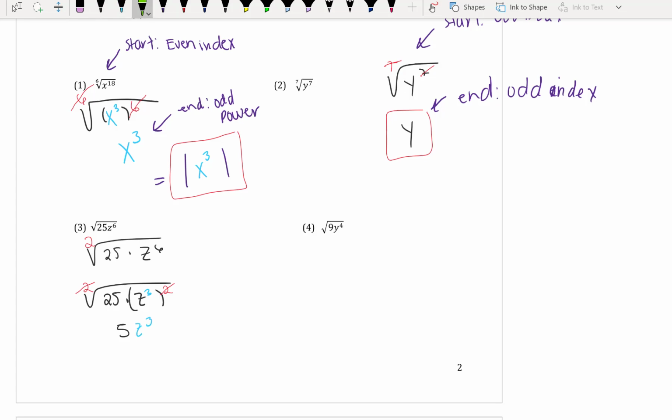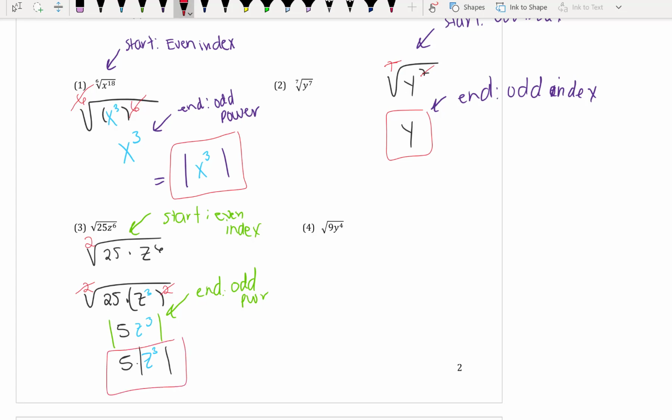And don't forget that you started with an even index, and you ended with an odd power. So remember, if you end with an odd power, you have to remember your absolute value. So let's think about this. What is the absolute value of 5? Well, that's just 5. So 5 goes on the outside, but you still have your z to the 3 on the inside. So 5, absolute value of z to the 3, will be your answer.